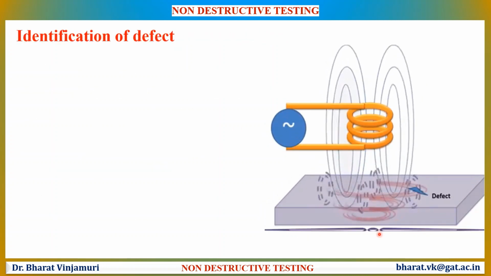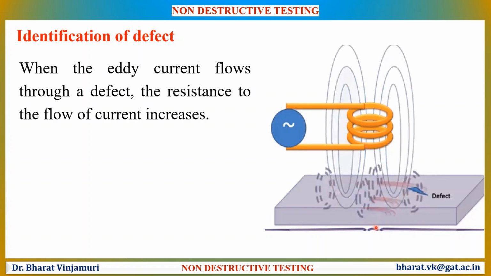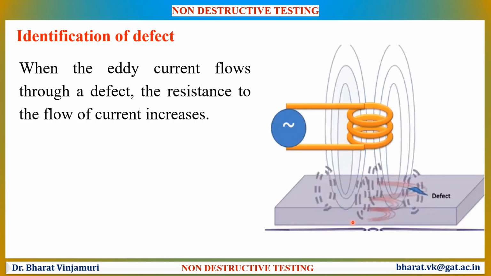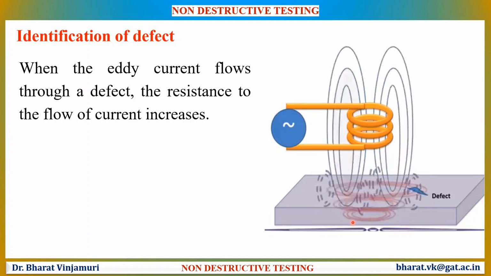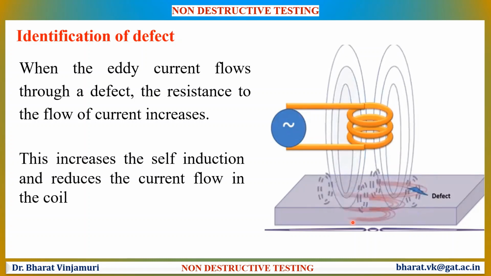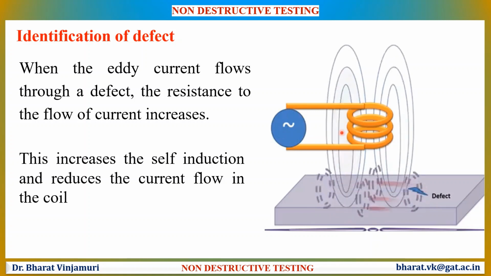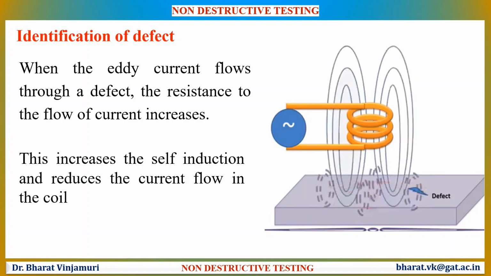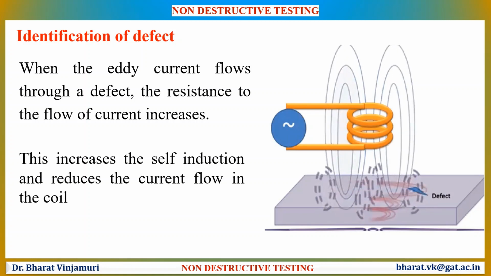When this eddy current or the secondary magnetic field encounters a defect in the conducting material, then this defect will offer resistance to the flow of eddy current. Thus, there will be an increase in self-induction or a reduction in current flow in the coil. This reduction in the current flow in the coil will be identified as the presence of a defect. Eddy current has a wide number of applications because of its simplicity, and the methodology makes it easier to detect cracks.